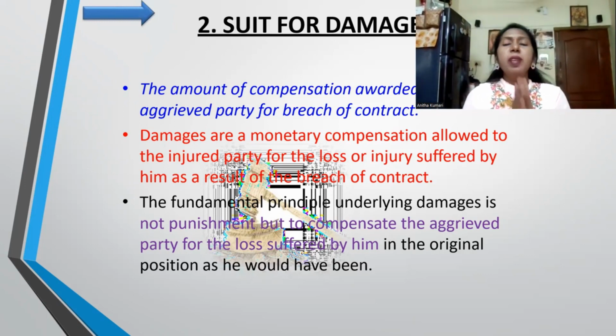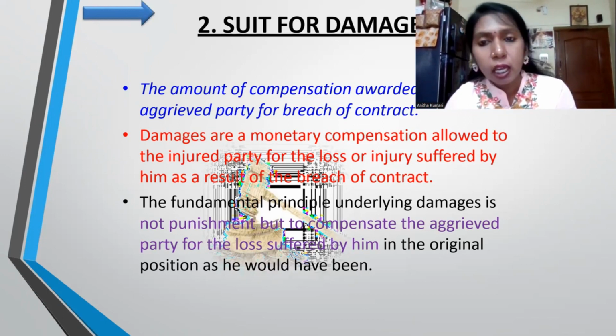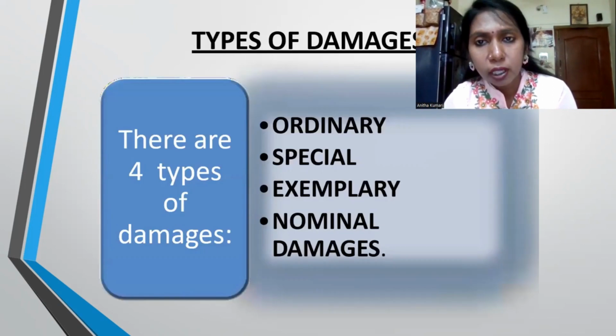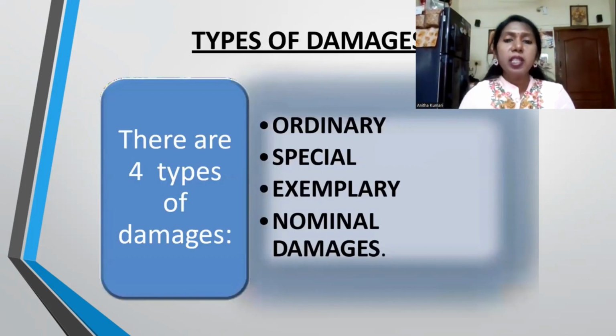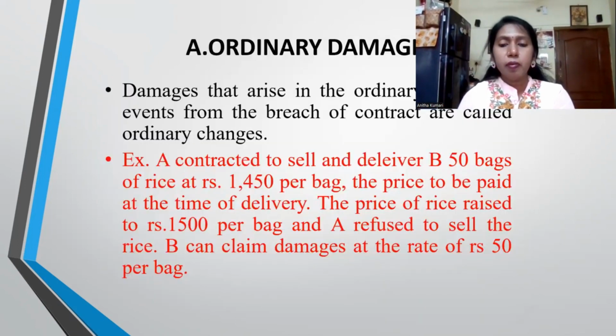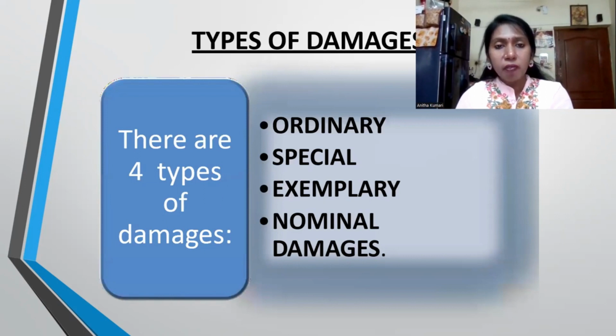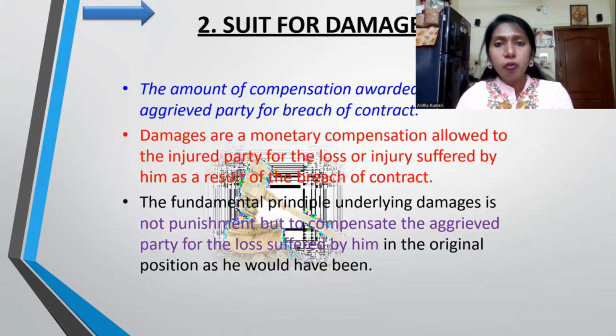So what is damages in the sense? When two parties enter into a contract, if any one party is not performing the promise, the other party may face some damages. So for that, he has to compensate. For that reason, there are four types of damages categorized here: ordinary damages, special damages, exemplary damages, nominal damages. So these are all the types of damages under suit for damages.